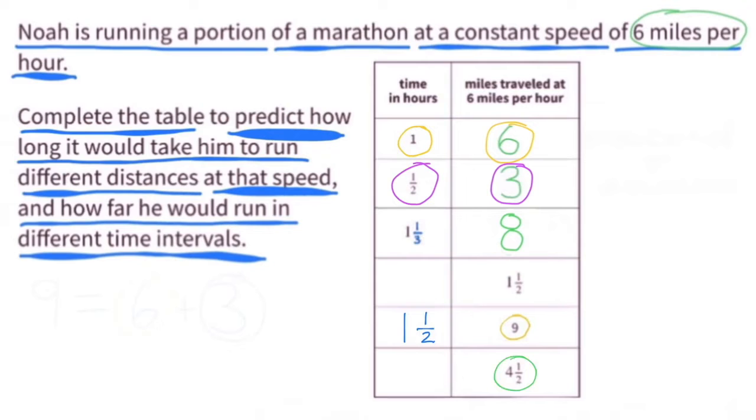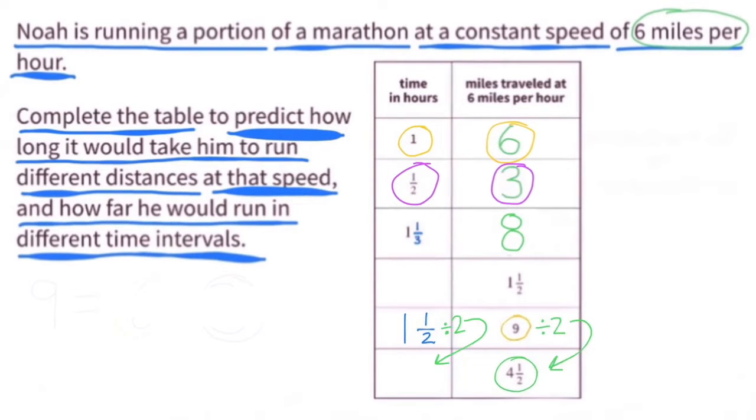One way to figure out 4.5 miles traveled at 6 miles per hour is 4.5 is exactly half of 9. So 9 divided by 2 equals 4.5, and 1.5 divided by 2 equals 3/4 of an hour.